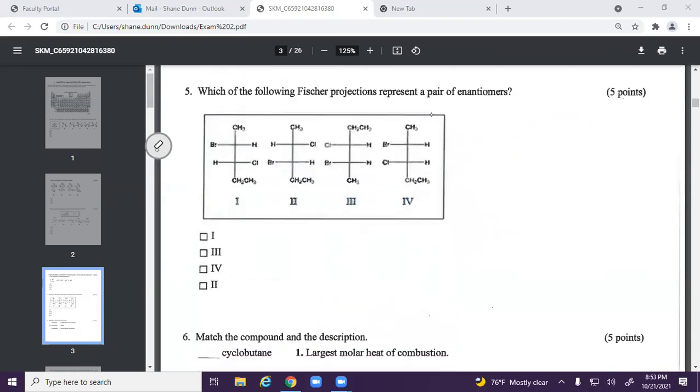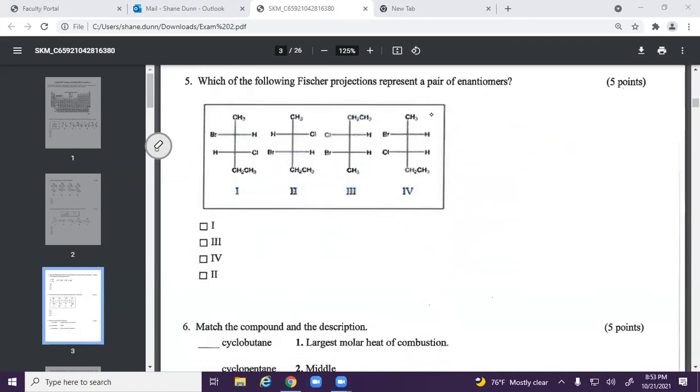Moving on to number 5. Okay, so first things first, what's an enantiomer?